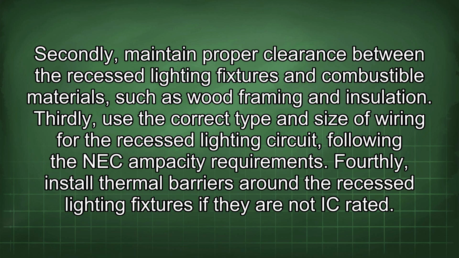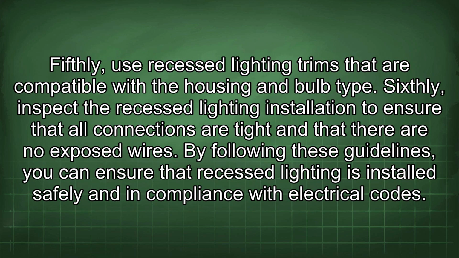Thirdly, use the correct type and size of wiring for the recessed lighting circuit following the NEC ampacity requirements. Fourthly, install thermal barriers around the recessed lighting fixtures if they are not IC rated. Fifthly, use recessed lighting trims that are compatible with the housing and bulb type. Sixthly, inspect the recessed lighting installation to ensure that all connections are tight and that there are no exposed wires. By following these guidelines, you can ensure that recessed lighting is installed safely and in compliance with electrical codes.